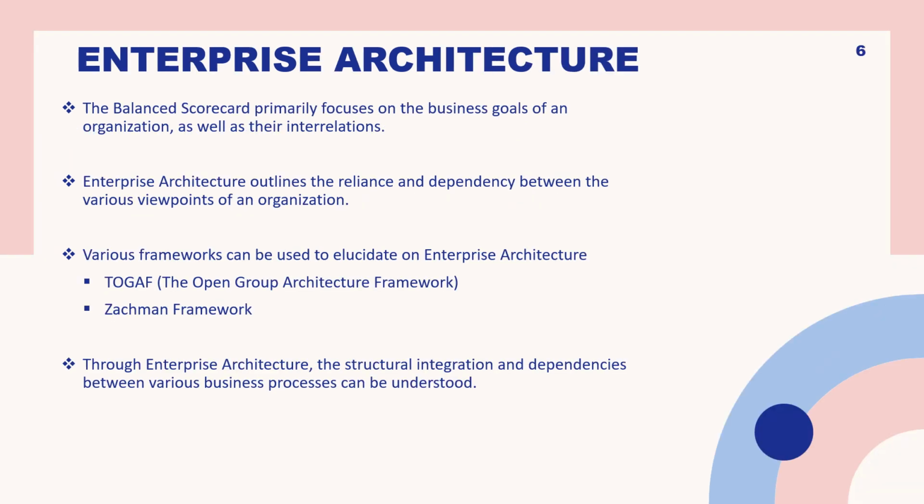While the balanced scorecard approach primarily focuses on the business goals of an organization, as well as their interrelations, enterprise architecture outlines the reliance and dependencies between the various viewpoints of an organization. Now, there are various frameworks that can be used to further elucidate on enterprise architecture. The first being TOGAF, or the Open Group Architecture Framework, and the next being Zachman Framework. Through enterprise architecture, the structural integration and dependencies between various business processes can be further understood.